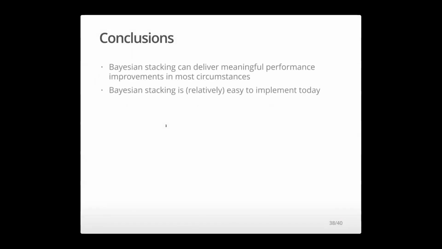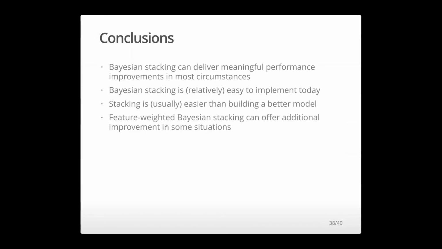So that's basically the conclusion here. Bayesian stacking can deliver meaningful, valuable performance when it comes to improving models. It's relatively easy to implement. This is off-the-shelf code from existing papers that I'm using here. Stacking is usually easier than actually building a better model, because if you've got a good model, trying to make it better usually involves 10 failures for every success. But stacking is sort of an off-the-shelf way to just automatically get a little extra performance. And by going feature weighted, we can offer additional improvement in some situations.